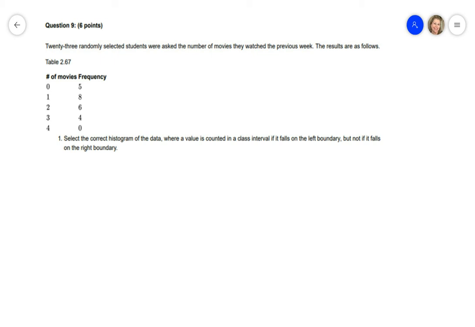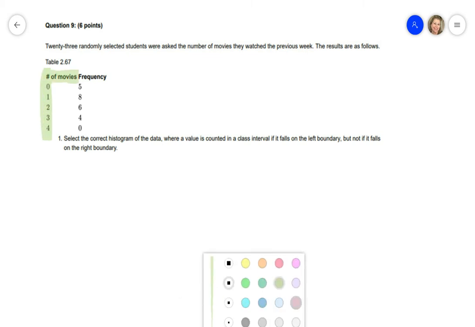Number 9's kind of similar to number 8 in that they're just asking you to do the math. It starts off with 23 randomly selected students are asked the number of movies they watched the previous week, and the results are as follows. This column right here, these are the number of movies, and then the frequency is here.